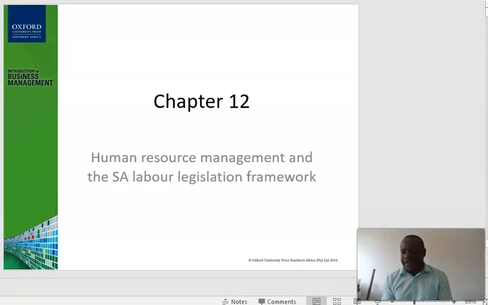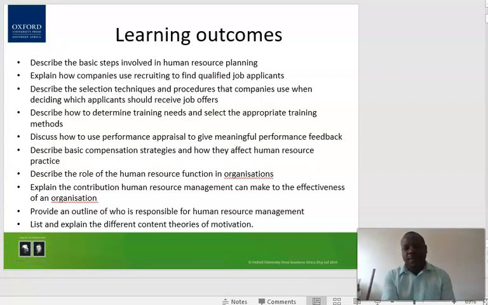Today we are looking at Human Resource Management, which is Chapter 12 of our module. So I will go through this chapter with you, and where necessary, you will be free to interact with us on Blackboard so that we can also attend to your questions. So these are the learning outcomes of the course.